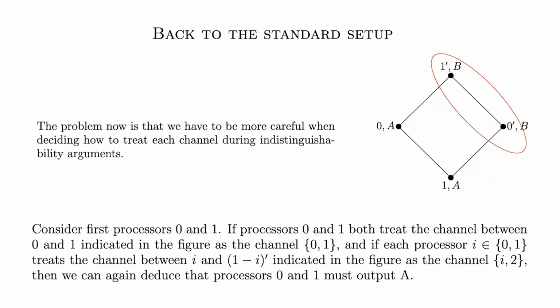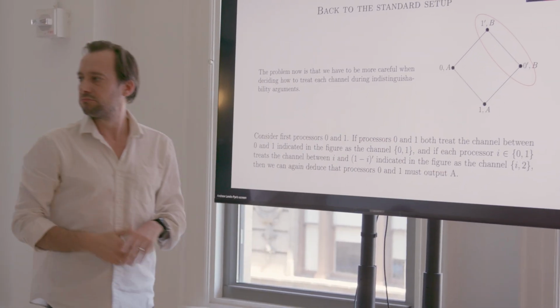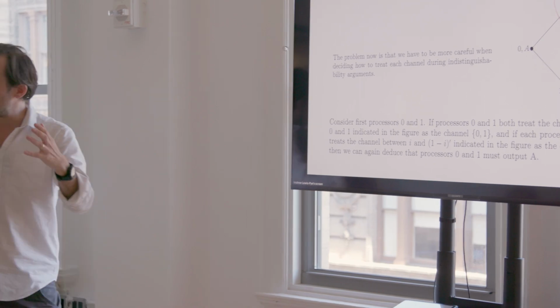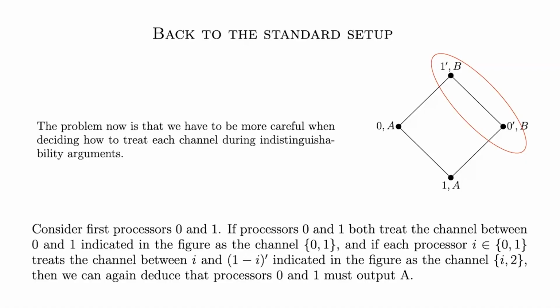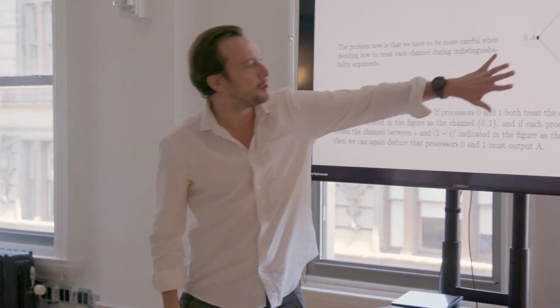Let's consider first processors 0 and 1. 0 and 1 treat the channel between them as the channel 0, 1. And each processor I treats the channel between it and I prime as the channel I, 2. So if 0 treats this as the channel 0, 2, and 1 treats this as the channel 1, 2, then it is indistinguishable from this 3 processor execution in which the faulty processor simulates these two. So in that situation, you can conclude they both output A.